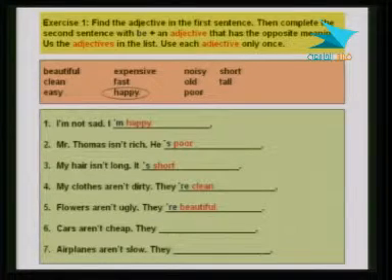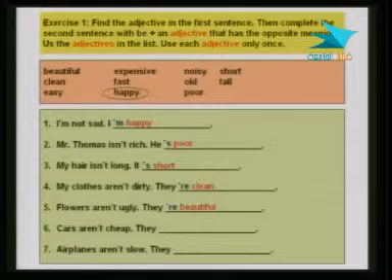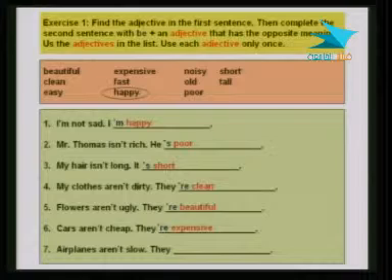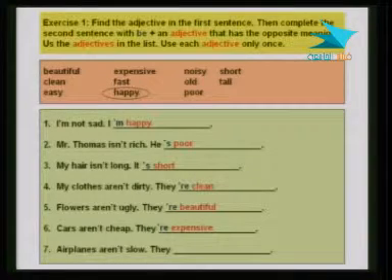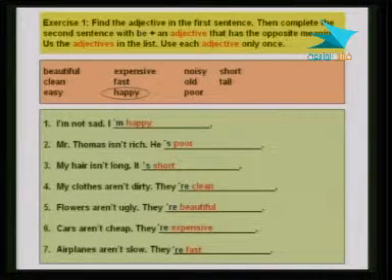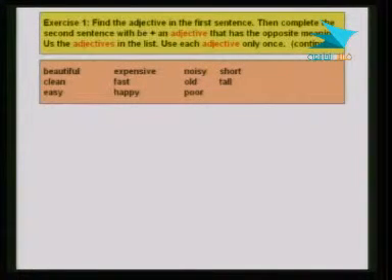Number 6. Cars aren't cheap. They're expensive. Airplanes aren't slow. And if they're not slow, then what? They're fast. You're right. And now we continue this exercise in this slide here. And we have the same words in the same box. And this is number 8.